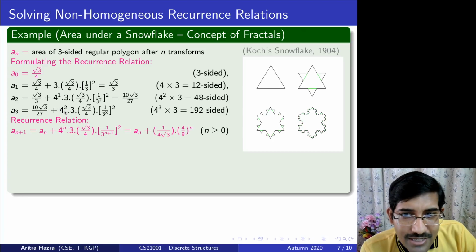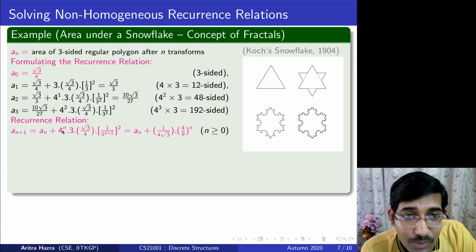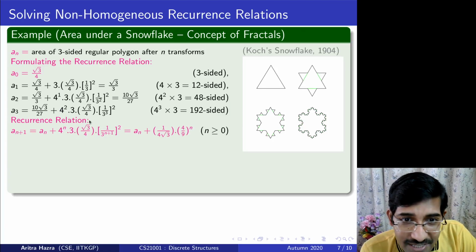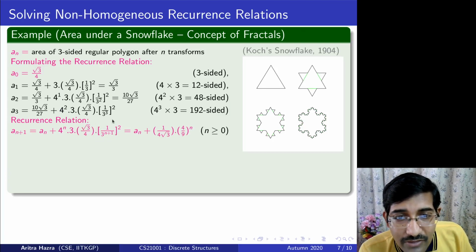So for only one addition I get 4 to the power 0. For 3 additions I get 4 to the power 1, then 4 to the power 2, 4 square. So for n plus 1 number of edges, polygons, after n transformations, I will get 4 to the power n such small things to be added into 3 in 3 sides. The length of each small triangle is 1 by 3 to the power n minus 1, and this is where we start off, and this is my area to be added. So this simplified as this one.